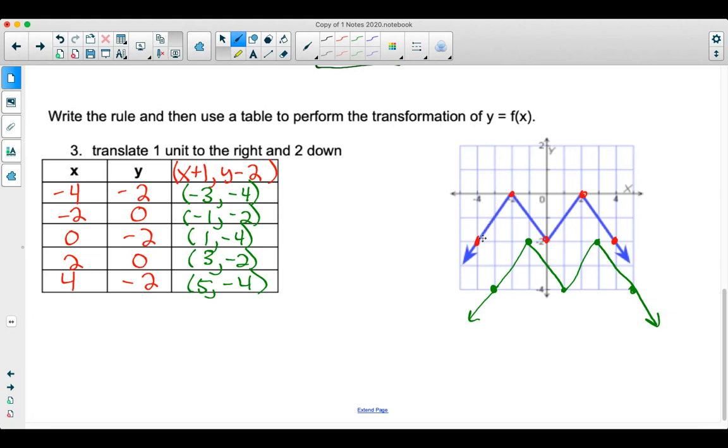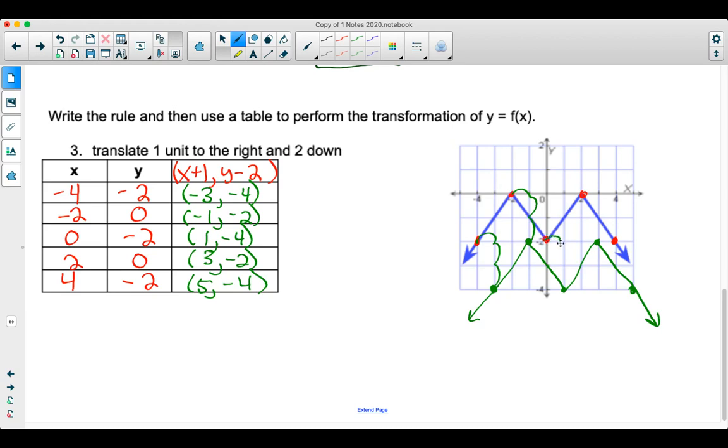And it should, if you were to actually physically translate each point, then you should end up where we are right here. So this point right here corresponds to this one. So let's double check and make sure. 1 to the right, 2 down. Perfect. Let's see if this point corresponds with that one. 1 to the right, 2 down.